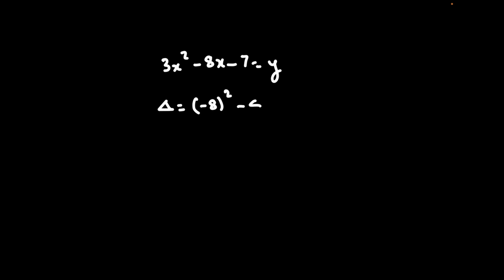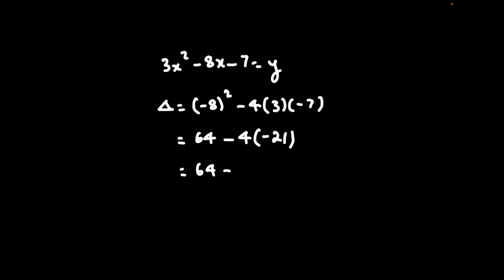What about this equation here? How many x-intercepts does this equation have? Well, the discriminant is the same as minus 8 whole squared minus 4 times 3 times minus 7. 8 squared is the same thing as 64. Take away 4 times 3 times minus 7, which is minus 84. And 64 take away minus 84 is the same as plus 84.